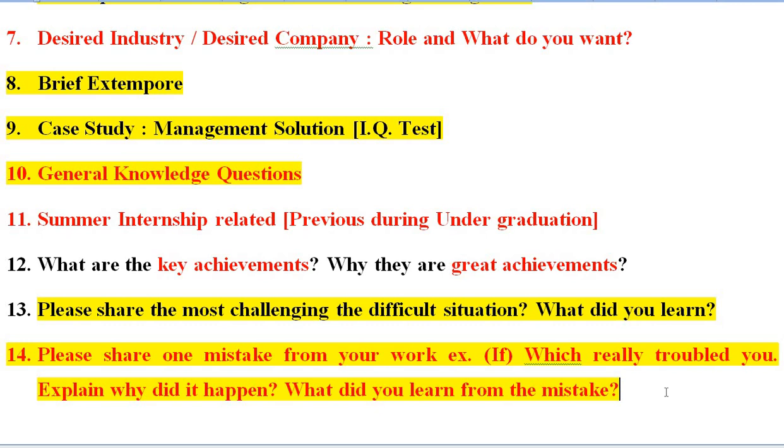They want to know one mistake of your work experience which created a hasty environment for you, and explain why it happened and what you learned from the mistake. They can simply ask, what did you learn from the mistake, and you can give the answer properly, or what the remedies are and why it happened. In a single line you can tell why it happened and what you learned from the mistake, just 2 lines. In this way you can conclude it, and they will say okay.